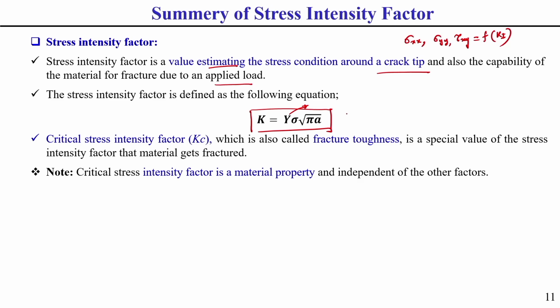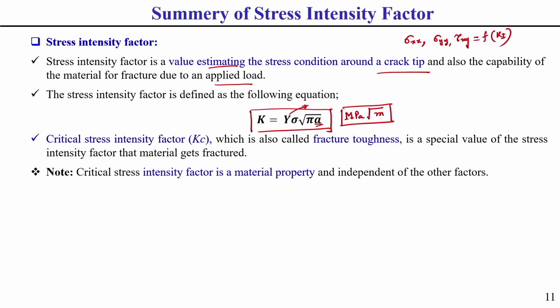Its unit is generally MPa square root of meter. What I am telling, understand? The unit of the stress intensity factor is MPa square root of meter, because the unit of sigma is MPa and meter is for the crack length a.